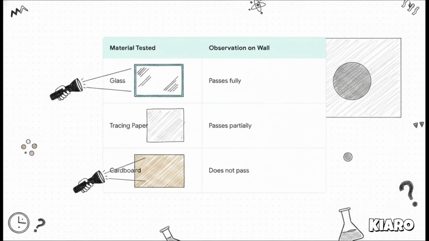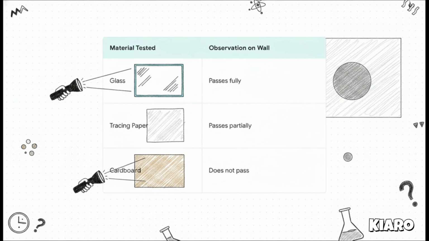When we test something like glass, the observation is super clear. The light passes fully through to the wall. But throw some tracing paper in there and the light only passes partially. The spot on the wall gets super dim. And if you test cardboard, the light doesn't pass through at all. The wall just stays totally dark.